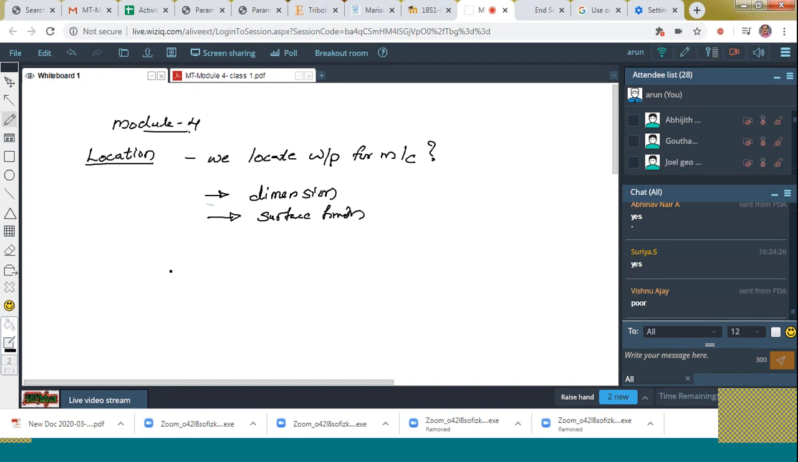Next, anything more? What about the motion? The movement of the workpiece? That is, how many degrees of freedom will be there for the workpiece?